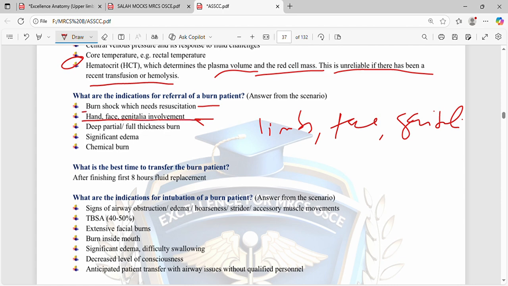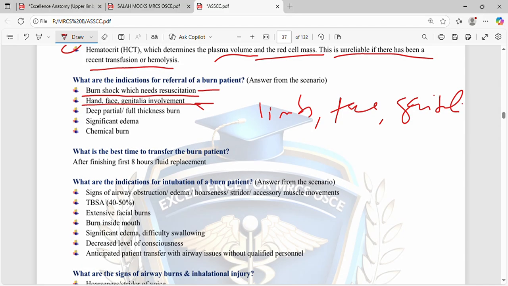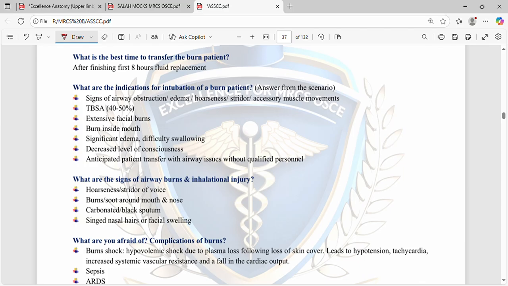You have burn shock, which needs resuscitation. Deep partial or full thickness burns are indications, not superficial ones. Significant edema and chemical burns are also indications. What is the best time to transfer the burn patient?